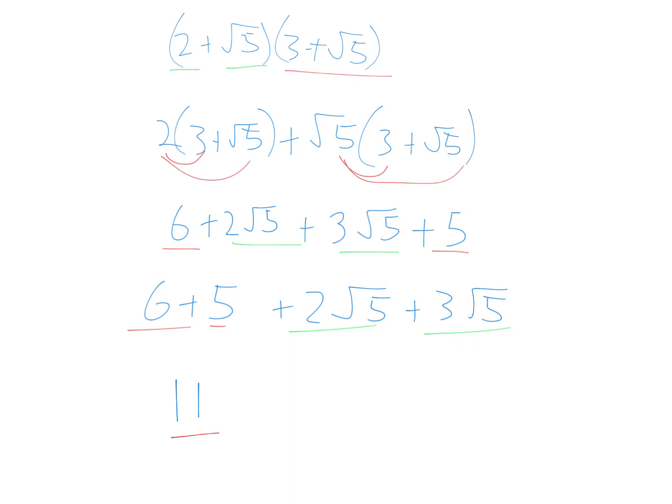And 2 root 5 plus 3 root 5, if we have 2 of something and we add 3 of it, 2 plus 3 is 5. So we're going to end up with 5 root 5s. Just like if we had 2x plus 3x, we'd have 5x. It's the same thing as that, if the surd is the same. So this will be our answer for that one.